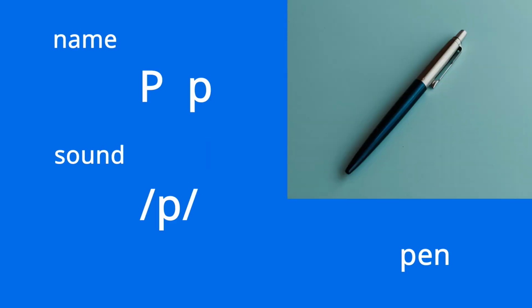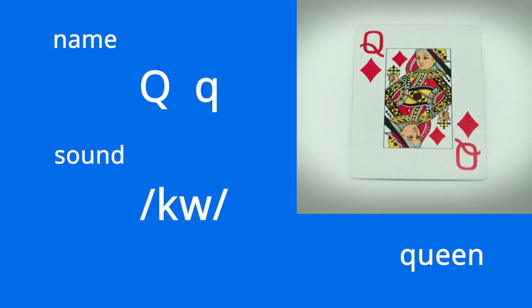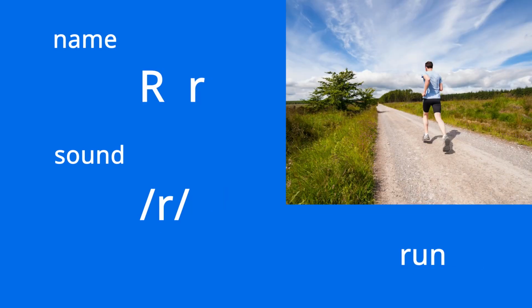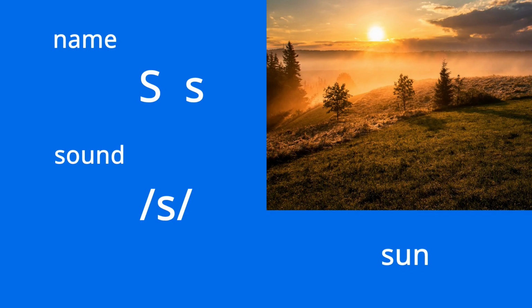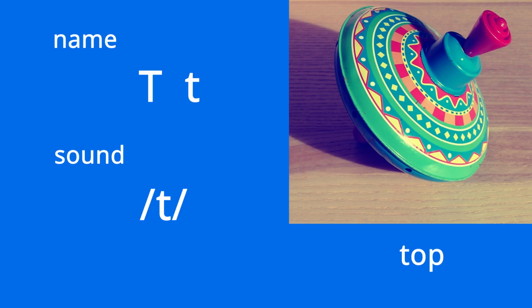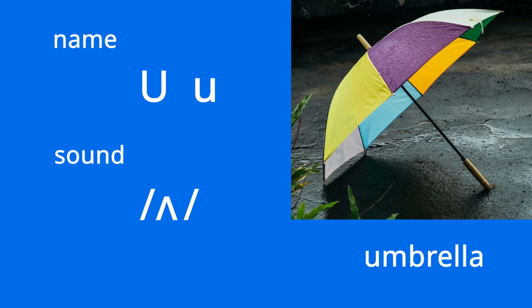P sounds like P, as in pen. Q sounds like Q, as in queen. R sounds like R, as in run. S sounds like S, as in sun. T sounds like T, as in top. U sounds like U, as in umbrella.